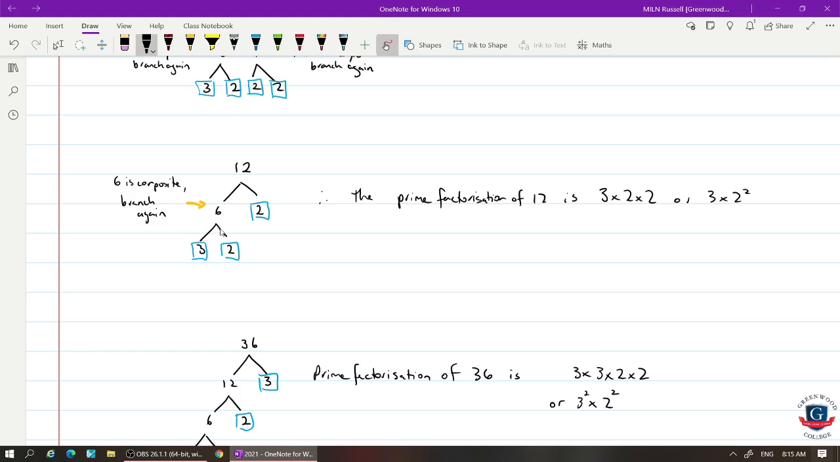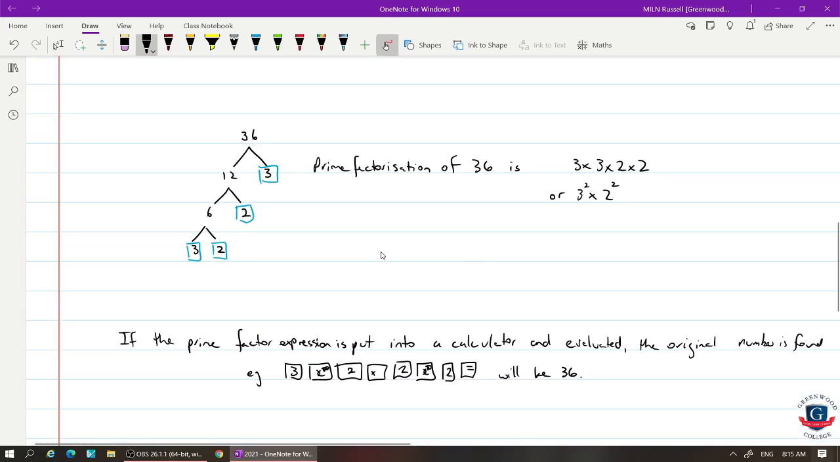So we'll do another branch. And 3 and 2 multiplies to make 6. Once we've got to that stage, we can write out the prime factorization. The prime factorization of 12 is 3 times 2 times 2. And if we multiply this, 3 times 2 is 6, times 2 is 12. They're the correct prime factors. Reducing it to index form, 3 times 2 squared.